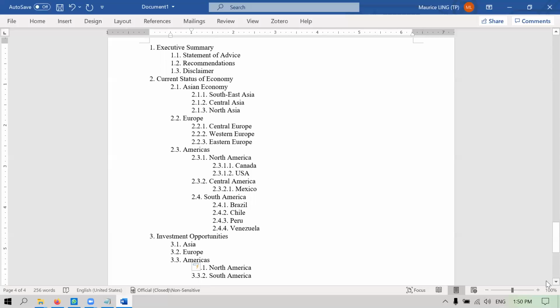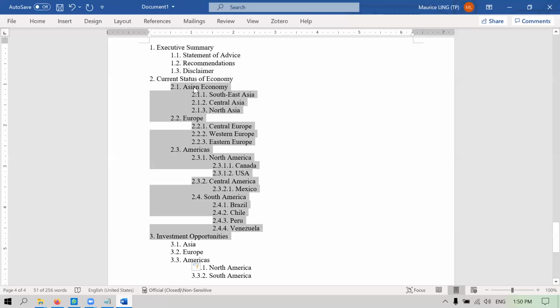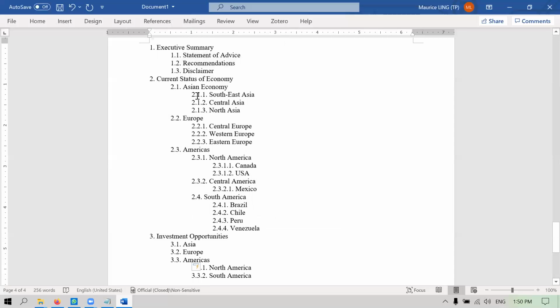And that is why indentation is important. In the executive summary, I have 3 components. I read through the 3 components of the executive summary. Then the current state of the economy spans all this. Within the current state, I have Asia. Within Asia, I have the 3 components and so on and so forth.